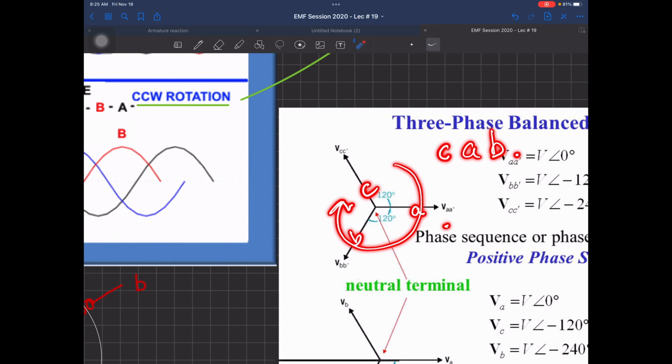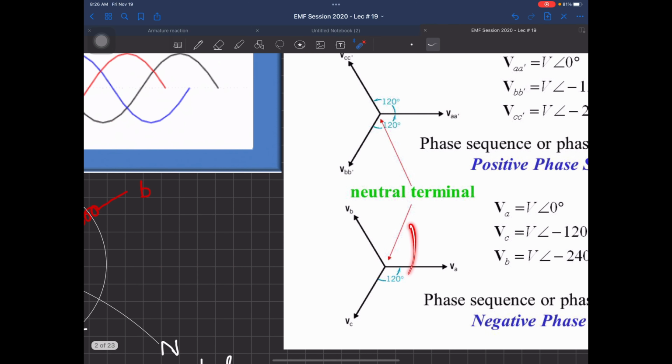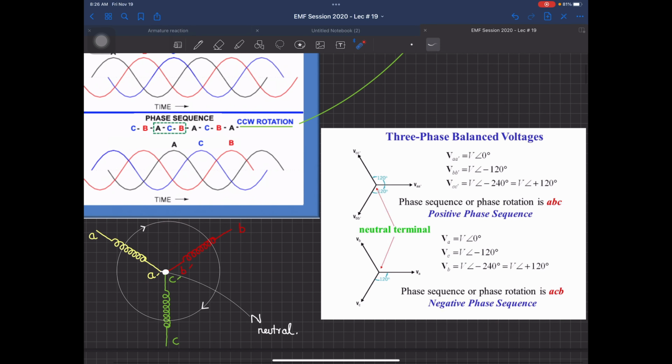So phase sequence is very important, and when you are going to do a job somewhere in some industry where you have a motor or maybe a generator, this is a common term used between engineers: what is the phase sequence of the machine. So instead of telling you which wire is connected with that terminal, and B is connected with that terminal, we actually tell the phase sequence. That phase sequence, either positive or negative, will define whether your machine is going to rotate in the clockwise or counterclockwise direction.